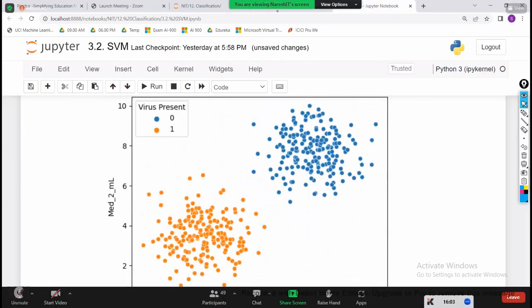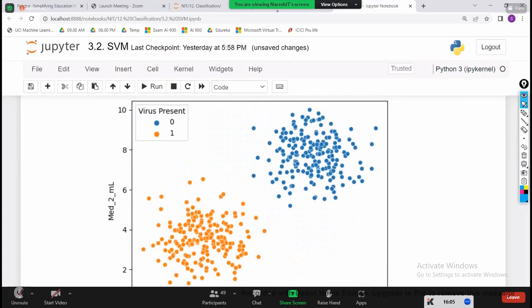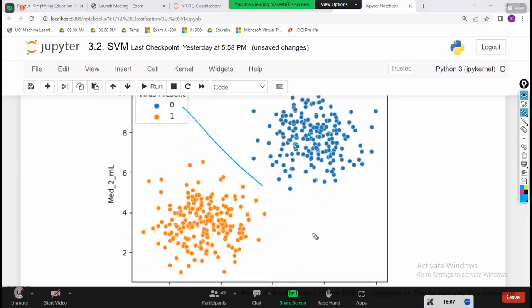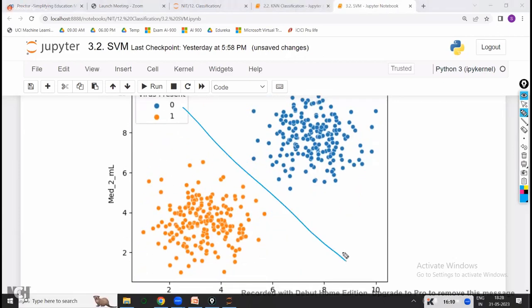In this case, if you observe, I can easily separate the data by using a linear line, and it can support the linear classifier. I can use the SVM, within the SVM the linear classifier, which is nothing but the maximum margin classifier.